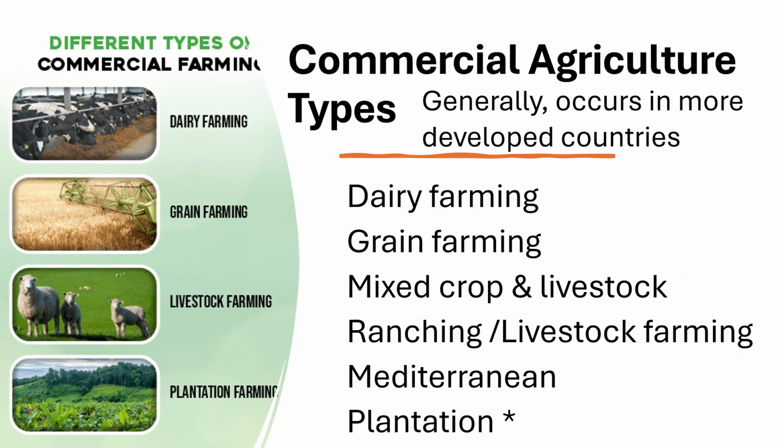Plantation, as I said, is commercial agriculture, but it does take place in less developed countries because of the crops. The crops are only able to grow in tropical regions. We're talking coffee, chocolate, bananas, and countries where these crops grow are generally less developed countries that circle the equator.